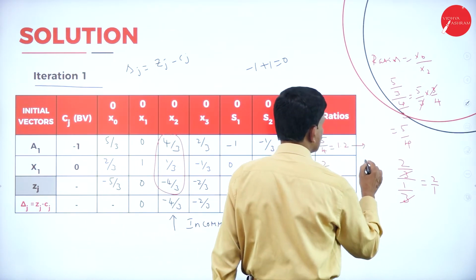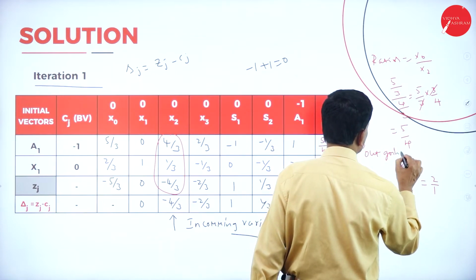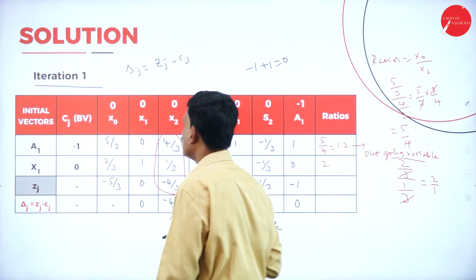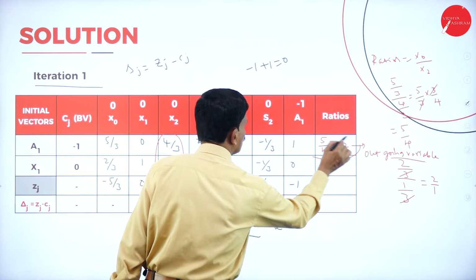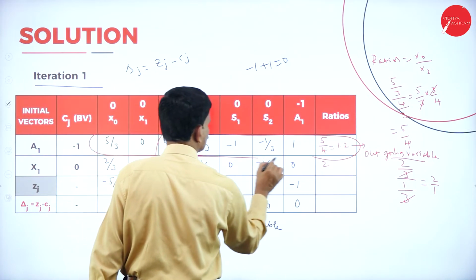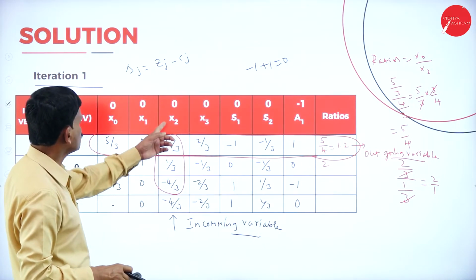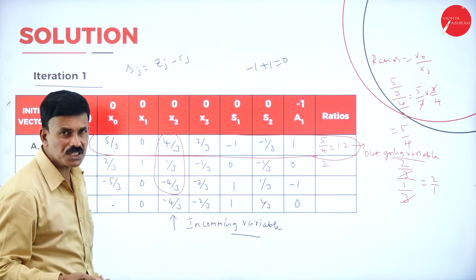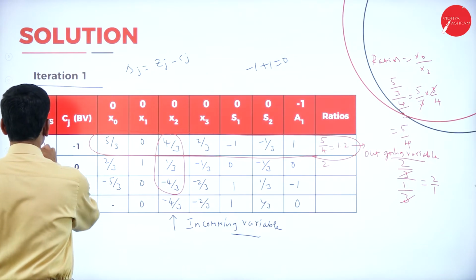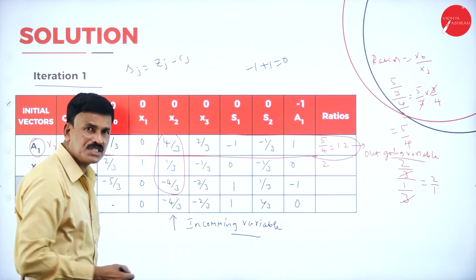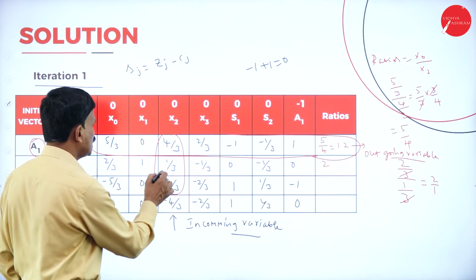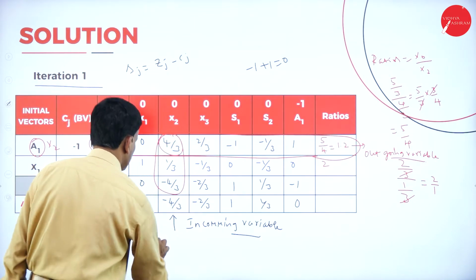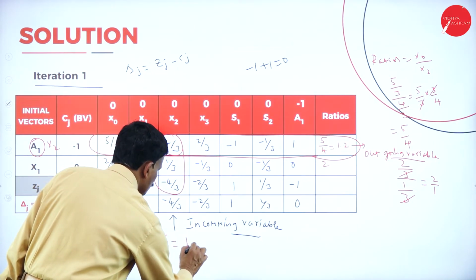So therefore, these are the outgoing variables. Here the outgoing variable is A1. So here x2 is the incoming, A1 is the outgoing variable. So here in the next iteration, this A1 is replaced by x2. For the next table, just find out the key element. Here the key element is, what is the key element? 4 by 3 is the key element. Key element is equal to 4 by 3.